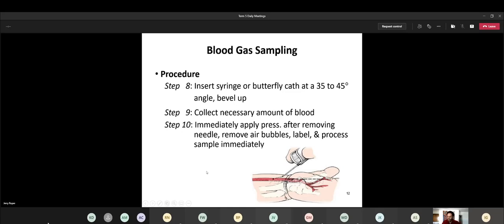And then, of course, the last step is to make sure you get rid of any bubbles and get everything processed. As far as the information you need to tag the sample with, what it was drawn on, and if you checked the pulse ox, what the saturation was from the pulse ox, and of course the correct patient as well, and the time and date.